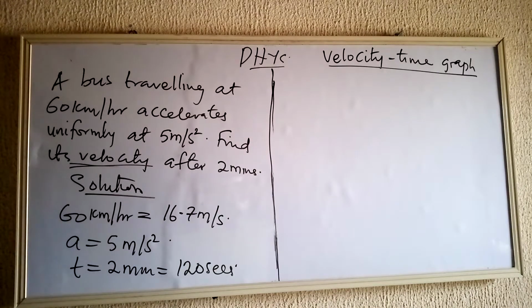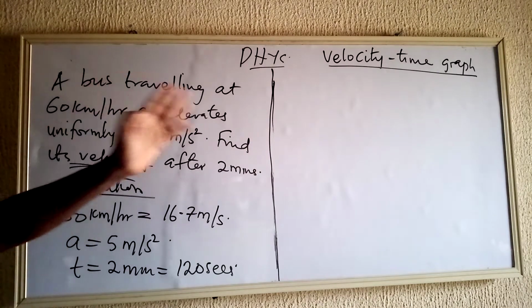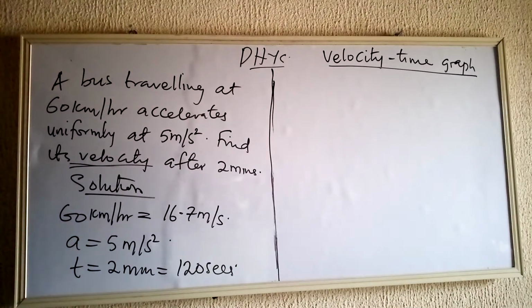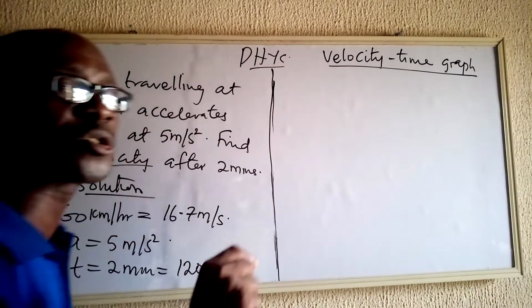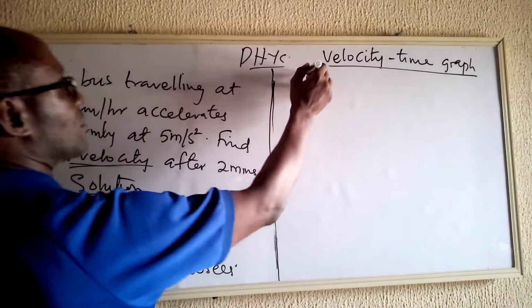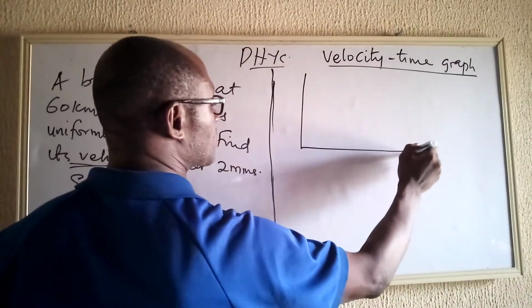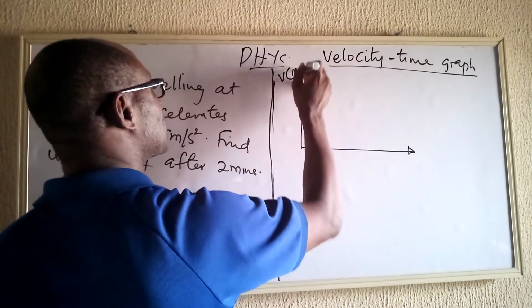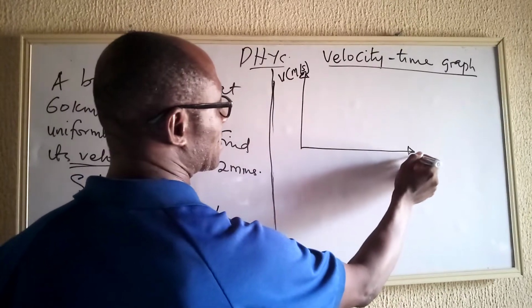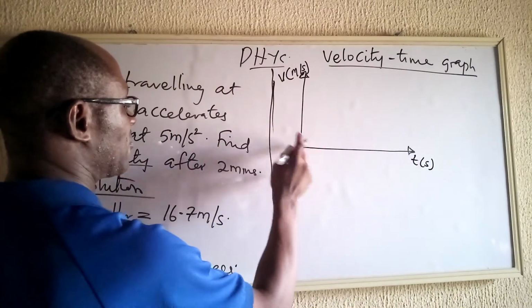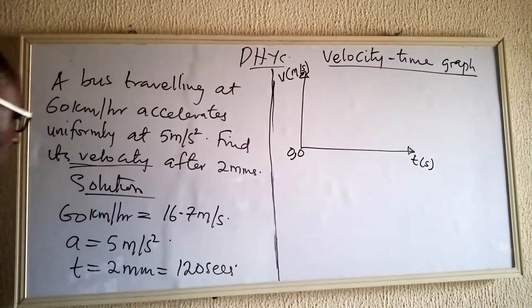So what is next now is to use velocity time graph to solve this problem, which is one of the problems we have solved using equation of motion. Now, this is velocity axis, which is the vertical axis, and this is time axis, which is the horizontal axis. And the origin is 0, 0.